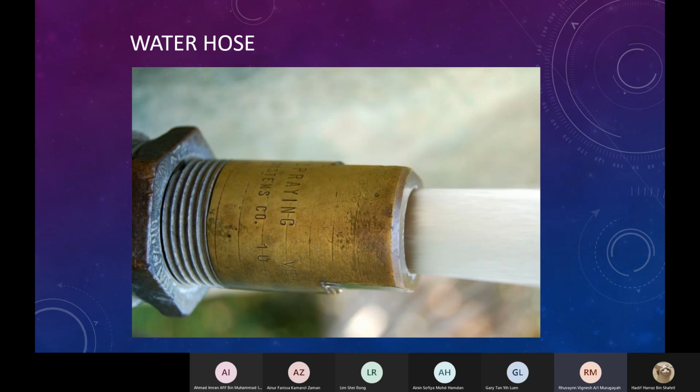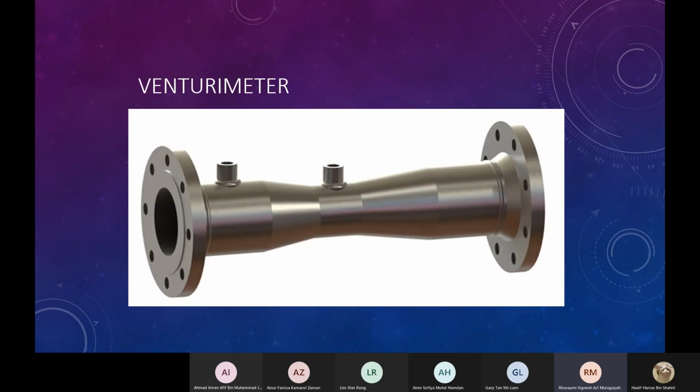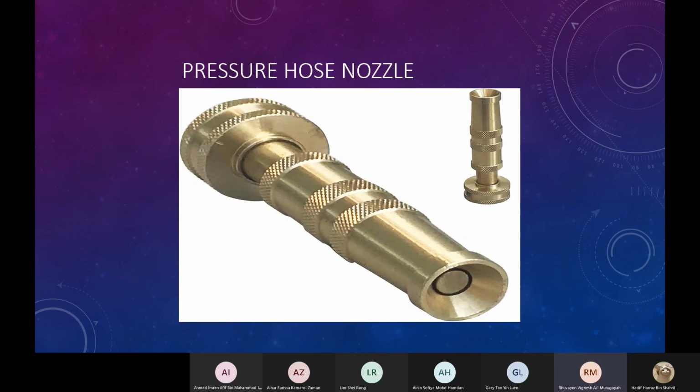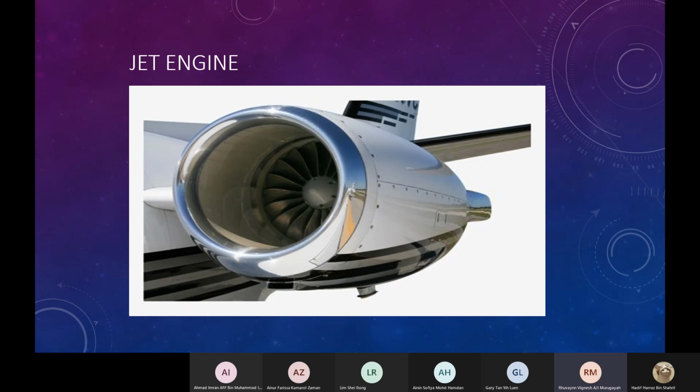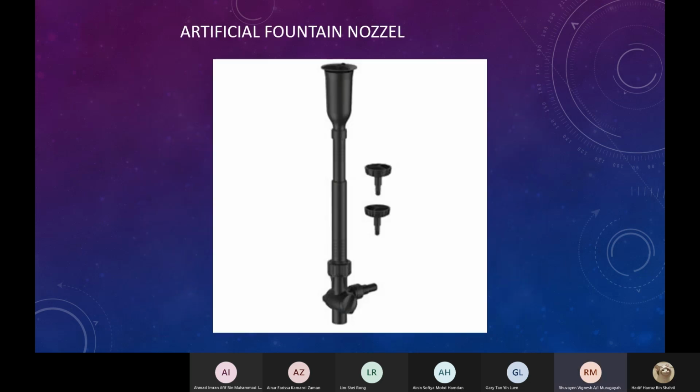Okay, so the first picture over here, it's a water hose. The second picture is a venturimeter. A venturimeter is used to measure the flow rates of fluids inside a pipe. The third picture is a pressure hose nozzle. The fourth picture is a steam turbine. The fifth picture is a jet engine. And last but not least, the last picture is an artificial fountain nozzle.